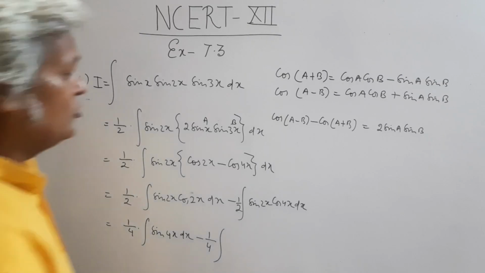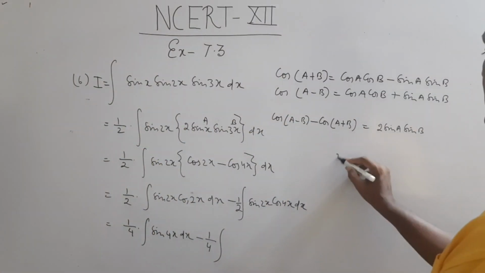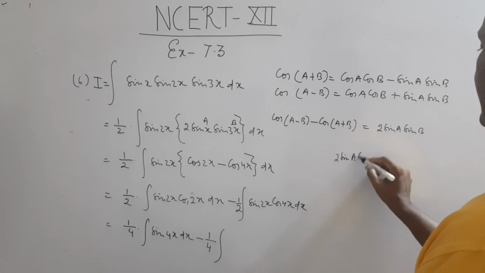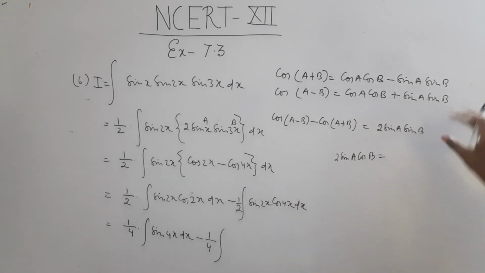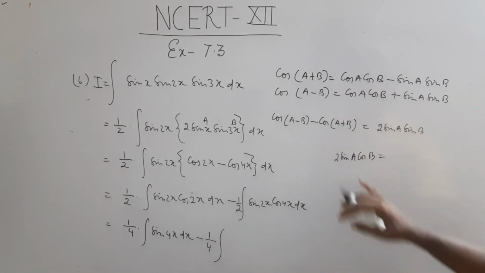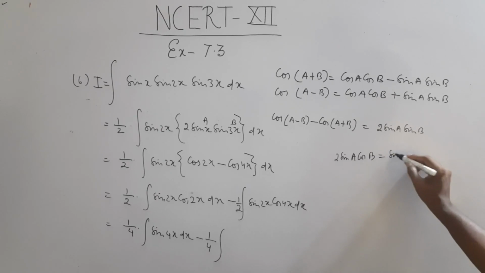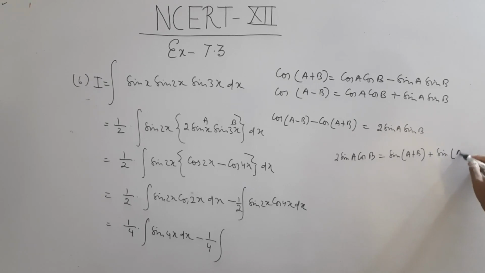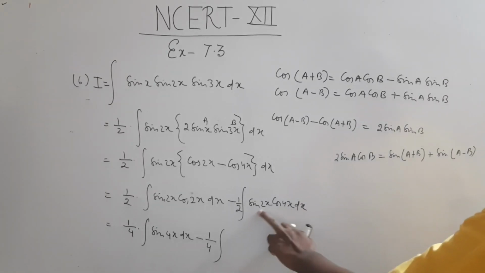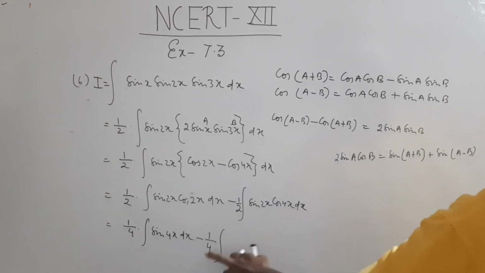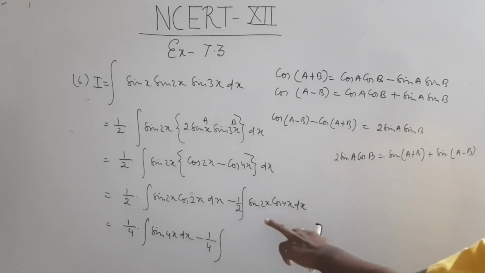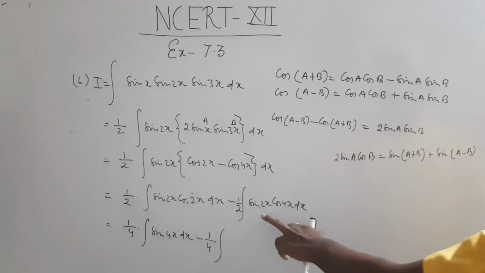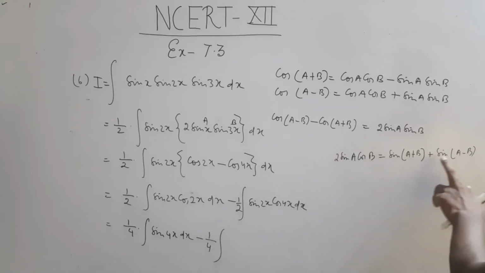So this will become 2 sin cos, 2 sin a cos b. And just as you saw, I derived a similar formula in terms of sine and cos. So I found that sin(a plus b) plus sin(a minus b). So in place of this sin 2x, since I have written 1 by 4, it means 2 is already there. So I can write my a is 2x and the b is 4x. So here I have 2x plus 4x, that is 6x, and 2x minus 4x.